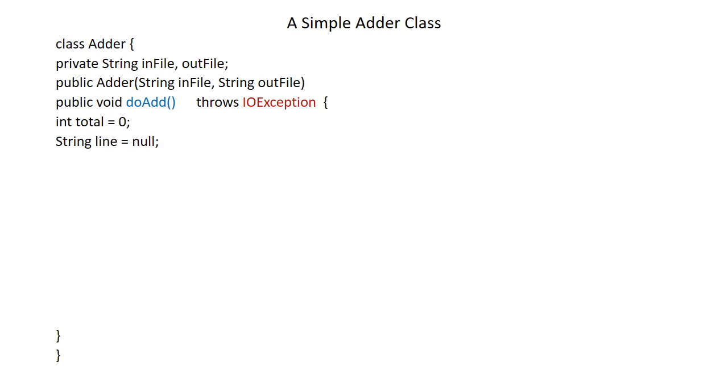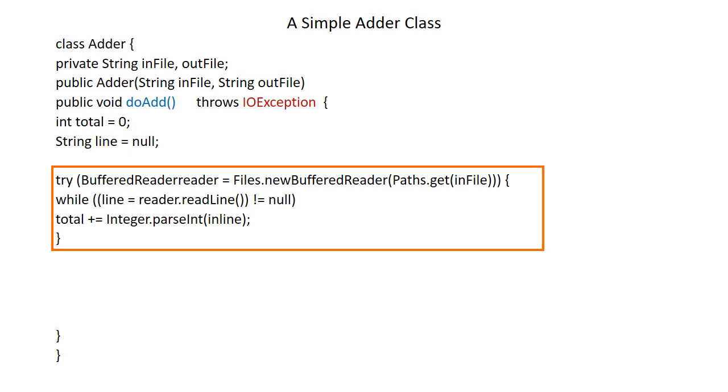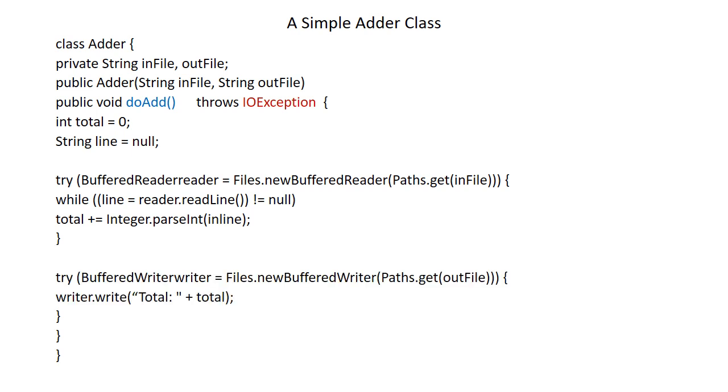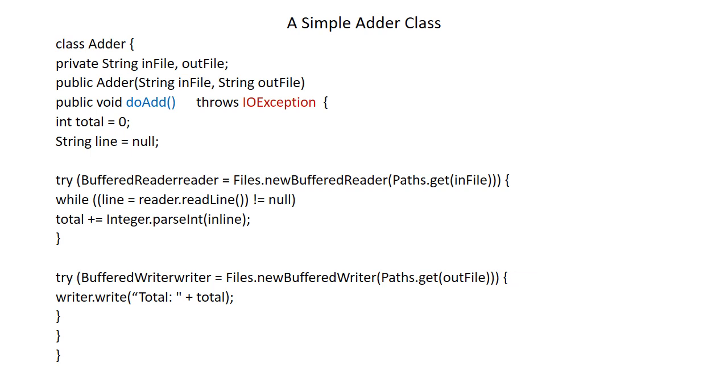Total is declared. A string variable to store the lines is declared. To open a file, we have buffer reader. Within the loop, we read file line by line and add all the numbers. To write the result into another file, we have buffer writer. In this program, the thread doesn't utilize CPU or it doesn't rely on CPU process cycles. It relies on other resources like input, output and memory.